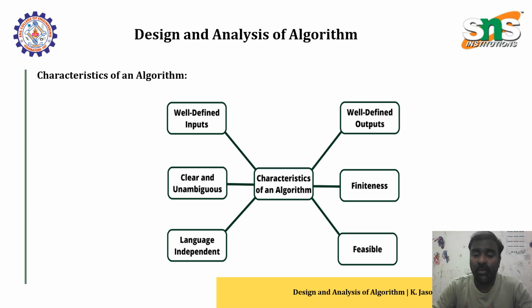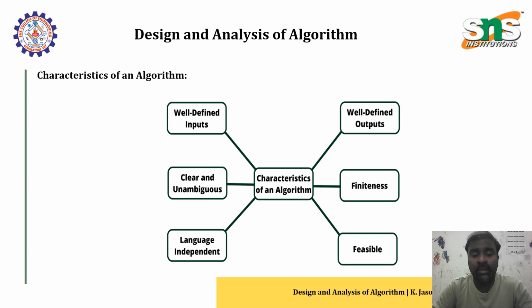Suppose you are performing a task, first of all, the input must be defined. You must need an input. Without input, we are not performing a task. So we need one input, two inputs, or three inputs, but first of all we need inputs. Next, well-defined output. You must need an output. At least you need one output, not more than one, but you need one output. So this is a well-defined input as well as a well-defined output.